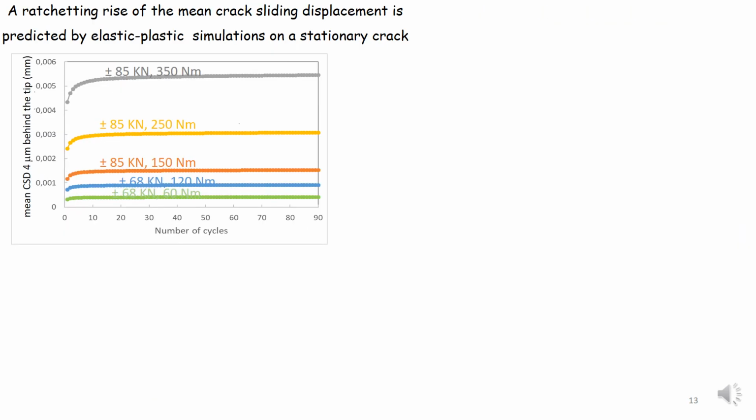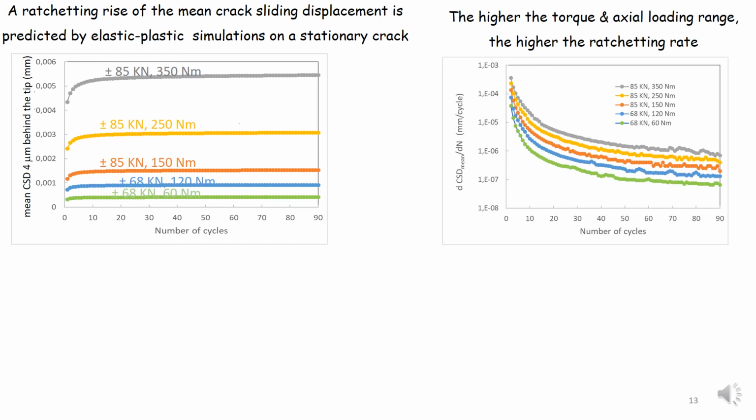In the first stage, a stationary crack was considered and 90 tension compression cycles with a static torque corresponding to the experimental loadings were simulated. A ratcheting rise of the mean crack sliding displacement computed 4 microns behind the tip is indeed predicted, and if we plot the derivative of these curves with respect to the number of cycles, we can see that the higher the torque and axial loading range, the higher the ratcheting rate.